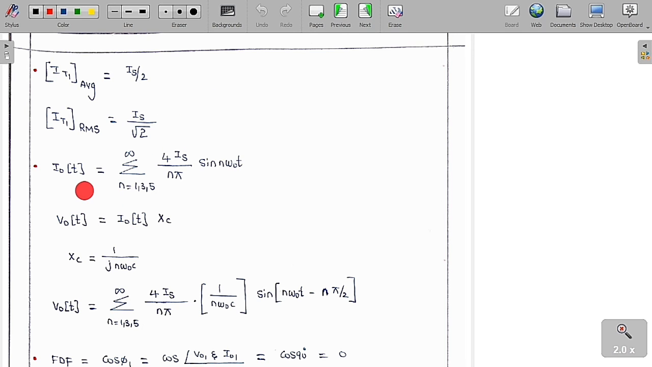So I want the expression of the output current. It is a periodic signal. So I naught of t is equal to summation for n equal to 1, 3, 5 to infinity of 4 into peak value Is by n pi into sin n omega naught t.